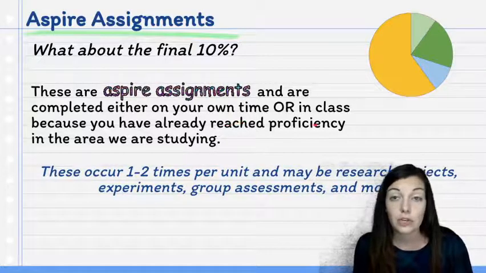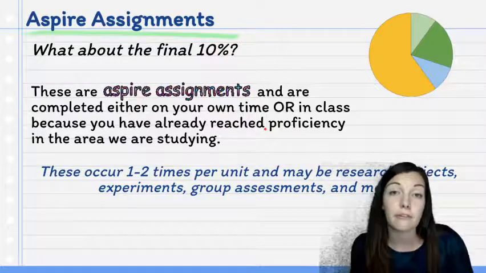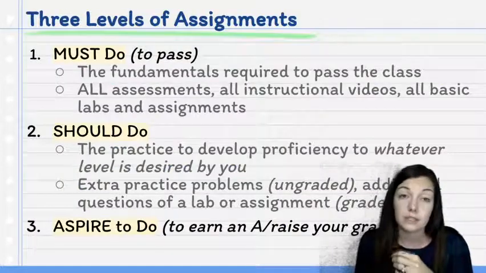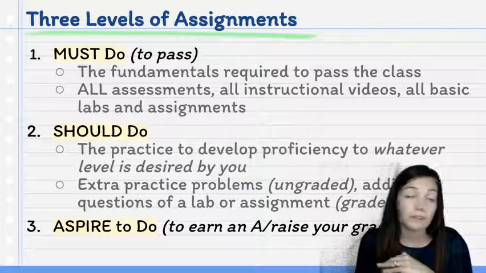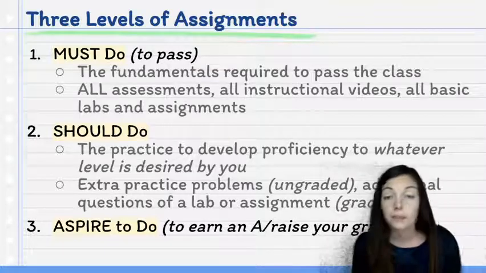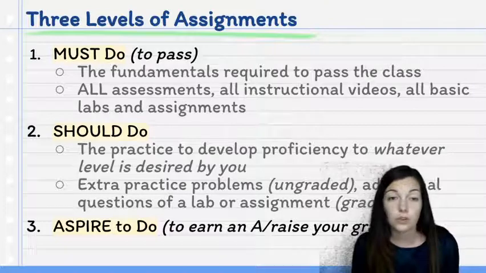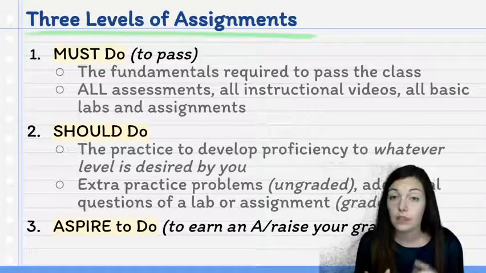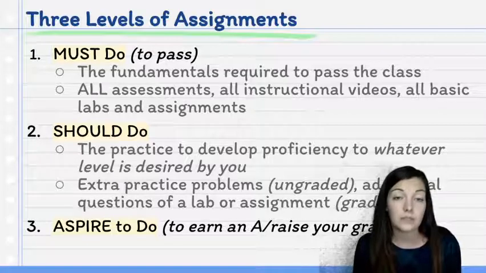So you've already demonstrated that you understand and you're ready for some more advanced content. There are 3 levels of assignments. Must-dos are the fundamentals. Those are required in order to pass the class with a C. Those are all assessments, so tests and quizzes. They're all instructional videos. They're all the basic labs and assignments.